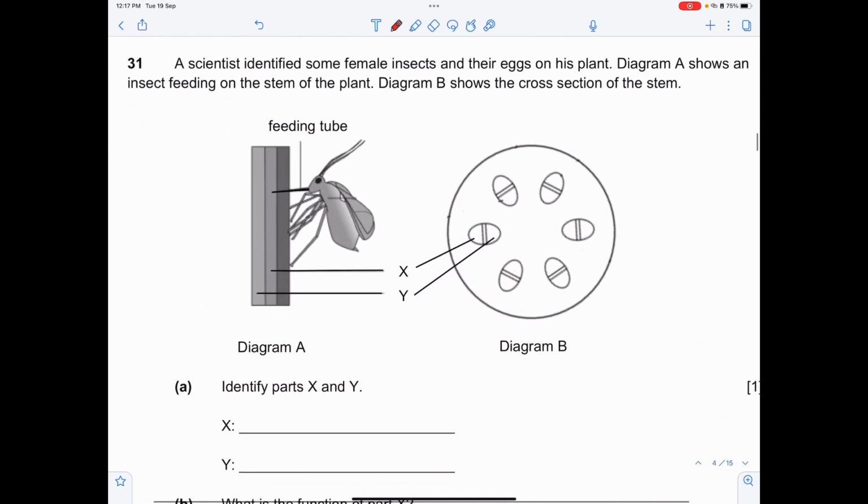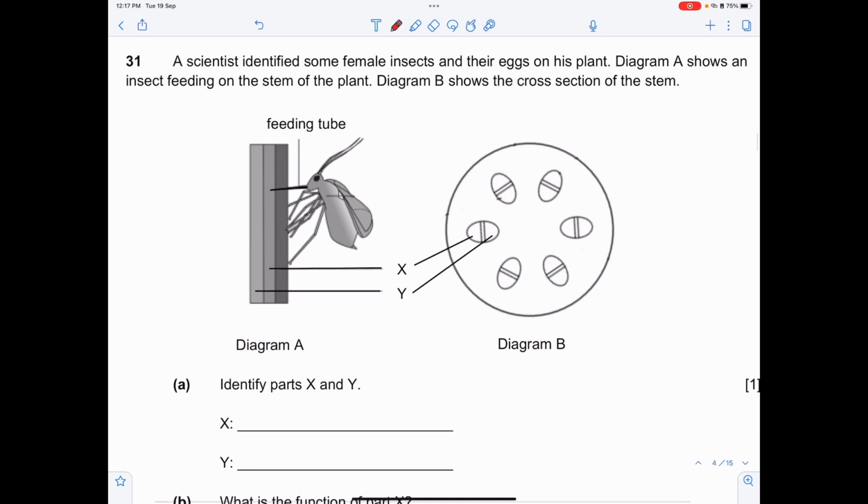Next. Okay, this question is on food carrying tubes and water carrying tubes. A scientist identified some female insects and their eggs on this plant. Diagram A shows an insect feeding on the stem of the plant. Diagram B shows a cross section. So what happened is they cut this, and then they look at it from the top. That means they look downwards, and this is how it looks.